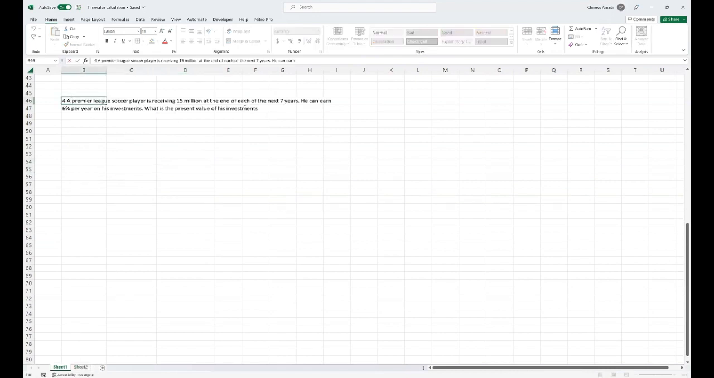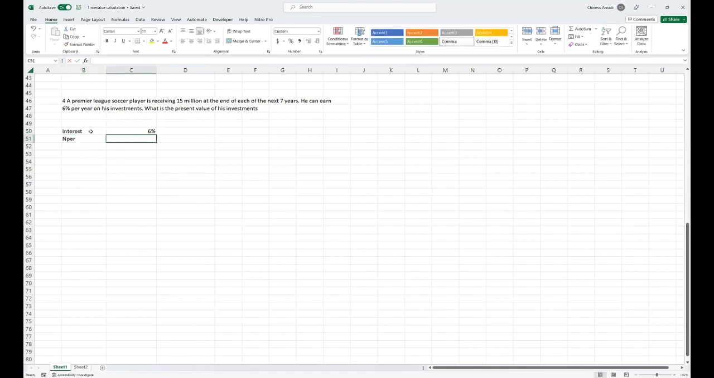Now, the last question we'll be looking at for today is, imagine a Premier League soccer player is receiving $15 million at the end of each year. So at the end of each of the next 7 years, he can earn 6% on his investment. What is the present value of his investment? It's simple. Just try, and let me see how you are following. What will be the interest? If you guess 6%, you guess correctly. The NPER, you guess 7, you guess correctly. Not really guessing, but I expect you to have grabbed it by now.